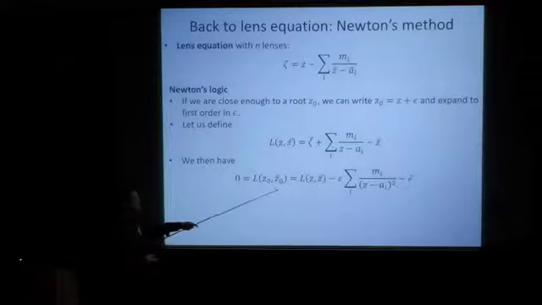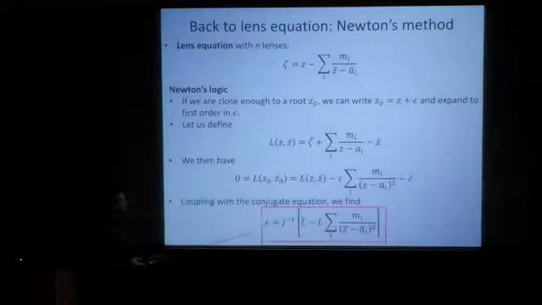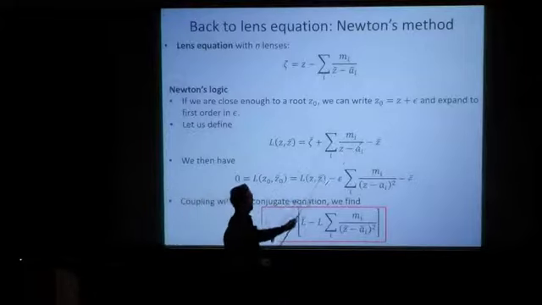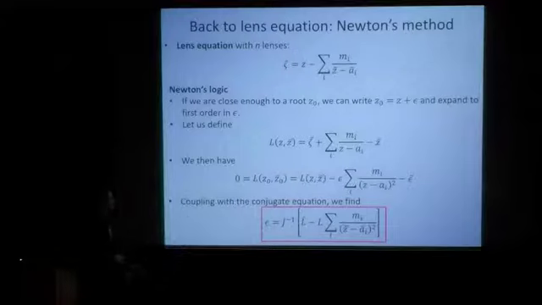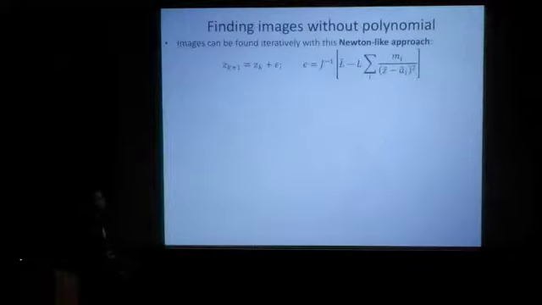Now we can couple this equation with the conjugate equation and solve for epsilon. And so in the end, you get your increment. So this is the key to solve the problem. In practice, if you start from an arbitrary position z, this equation tells you in which direction you have to move in order to go to the correct image. And so this J here is just a Jacobian, so nothing really special. Okay, so once we have this, we can iterate and use this Newton-like approach in order to find images without the polynomial.